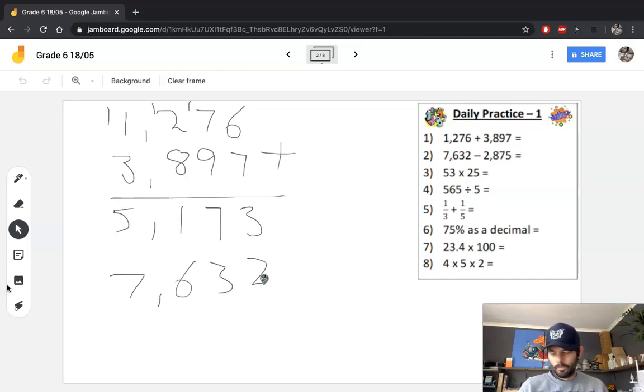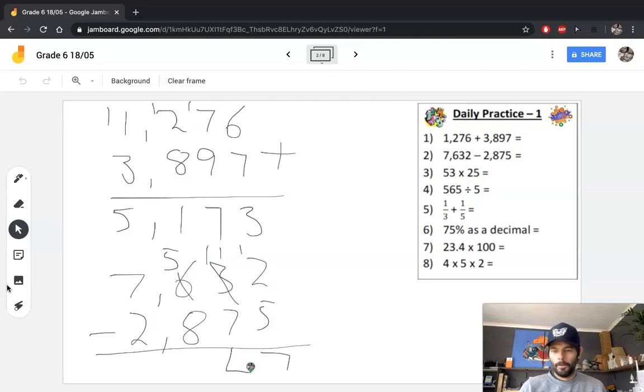7,632 subtract 2,875, and again, really important to have the correct numbers in the correct columns. Okay, we can't do 2 minus 5, so we need to borrow. So that's 12 minus 5 is 7. We need to borrow again. 11 minus 7 is 4. We need to borrow again. 15 minus 8 is 7, and 6 minus 2 is 4.